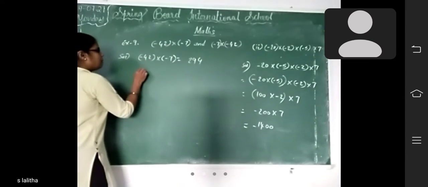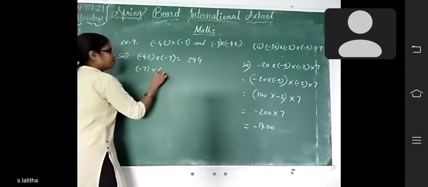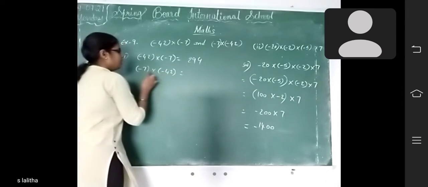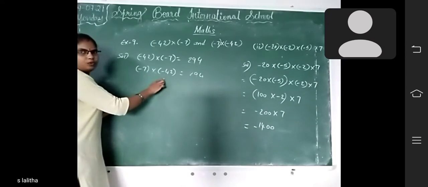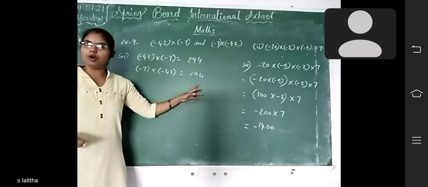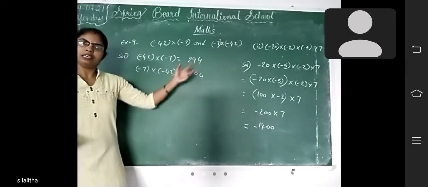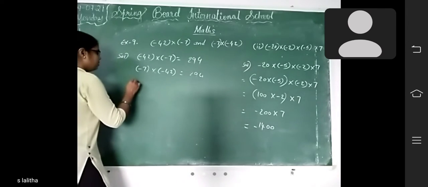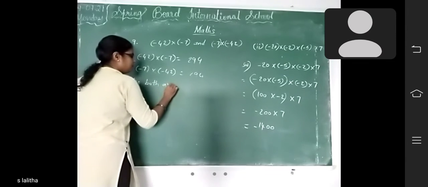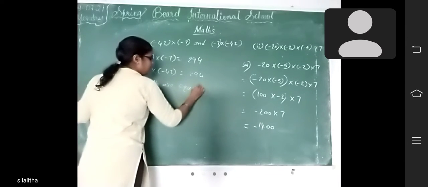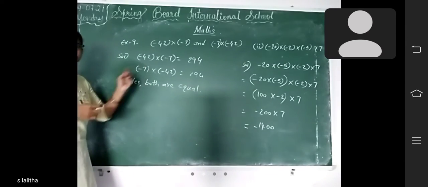Okay, next one, minus 7 into minus 42. 7 into 42 is how much? Same, 294. Both are negative only, so the product is positive. Both are equal or not? Yes, both are equal. Which property is it?